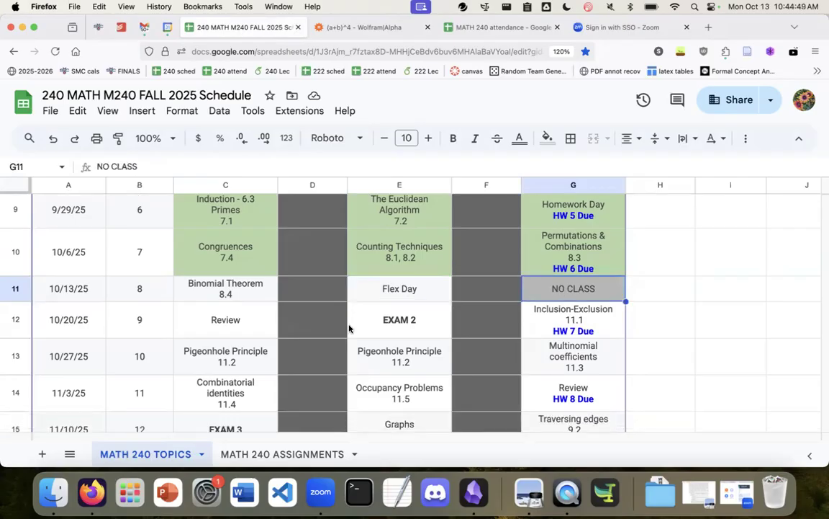And then no class on Friday. Next Monday, we will review. And then next Wednesday, we will have the exam. So I will have information about the exam by Wednesday. I will also have your homework to give back by Wednesday.